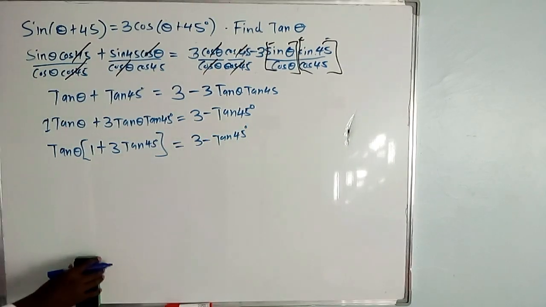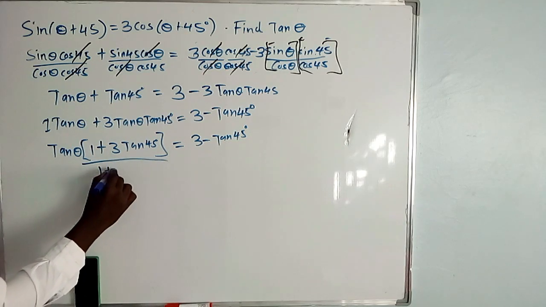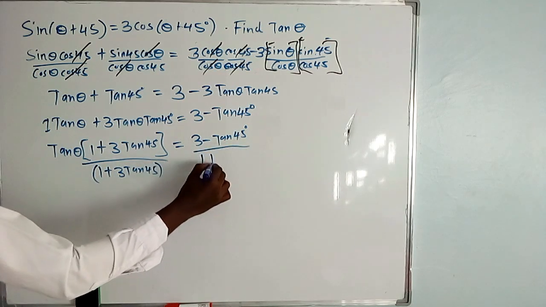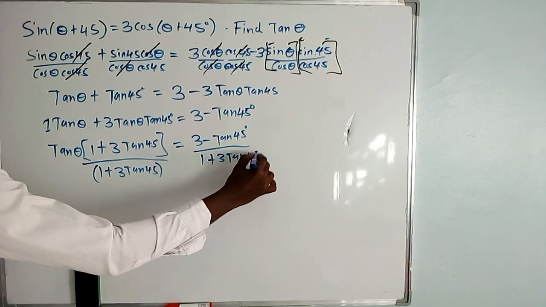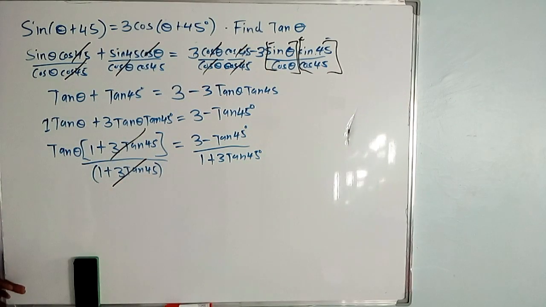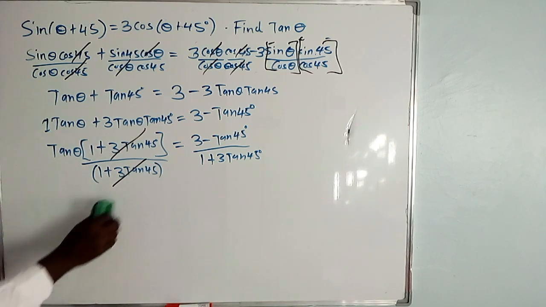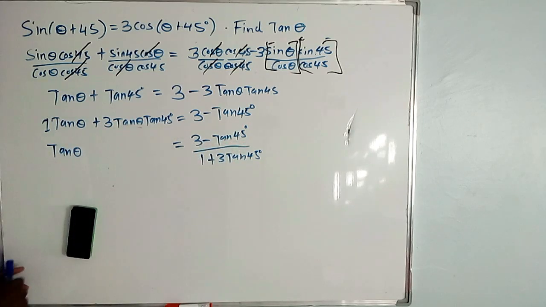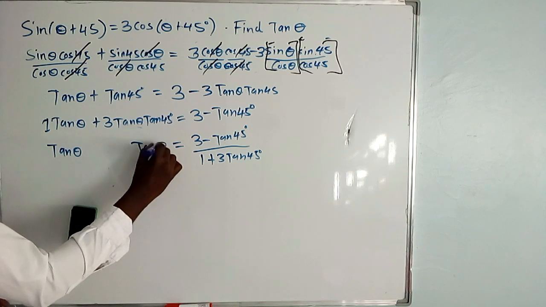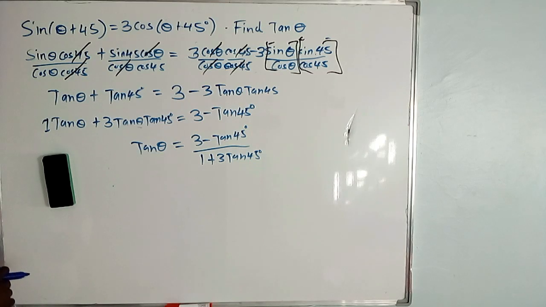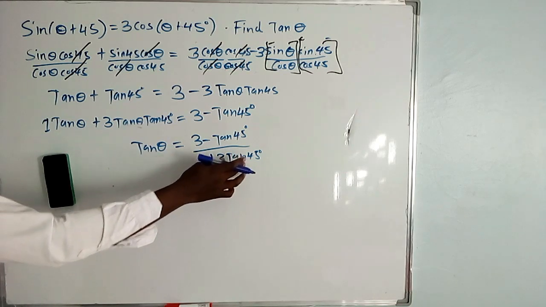Then what do you do? You divide both sides by the coefficient of tan theta to get tan theta, isn't it? So you divide both sides by 1 plus 3 tan 45 degrees. So that cancels out with that. We will remain with tan theta equal to 3 minus tan 45 degrees over 1 plus 3 tan 45 degrees. So we found tan theta to be 3 minus tan 45 degrees over 1 plus 3 tan 45 degrees.